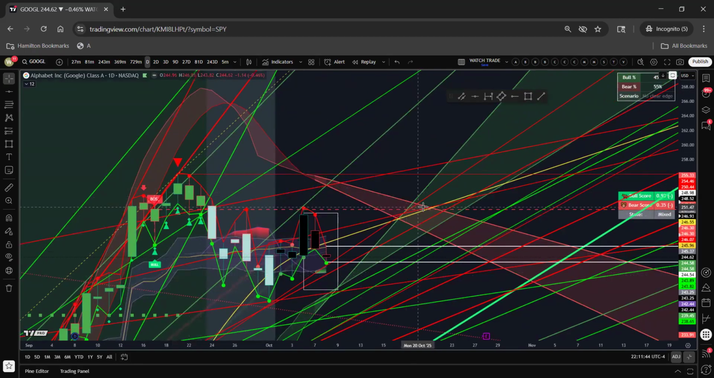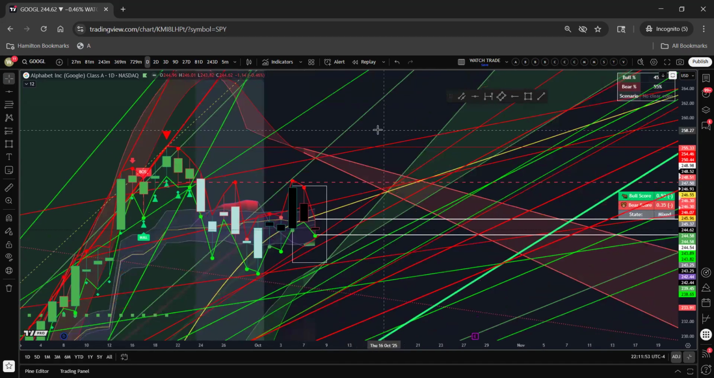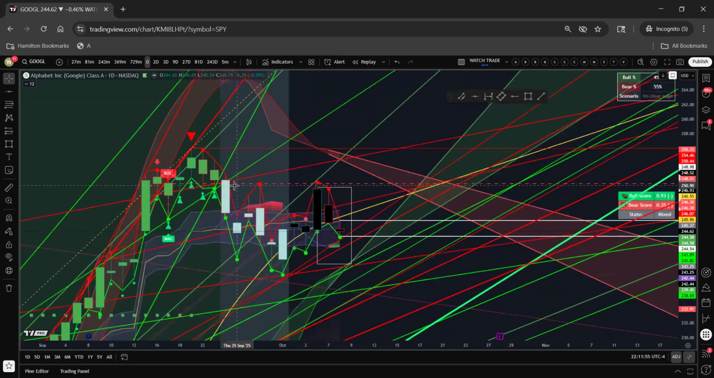Okay, let's see. My boy Coffee to Code giving me the fear and greed index every day, my guy. This is the least I can do for you.